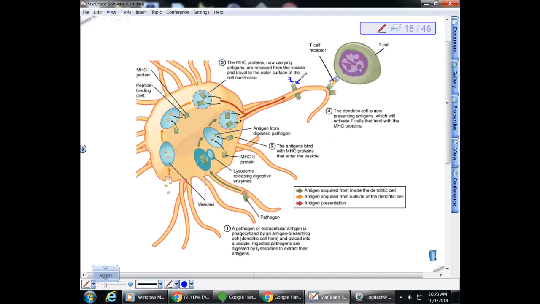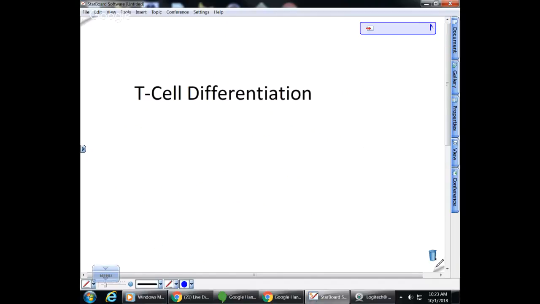The other thing, in some cases, you might have cells that would use the MHC class 1 and present the same way, by presenting to a T cell. So T cells can differentiate. Remember that we talked about how they go to the thymus to make sure that they're not going to attack normal healthy tissue. So when we look at the differentiation, we can talk about how the T cells undergo clonal expansion.